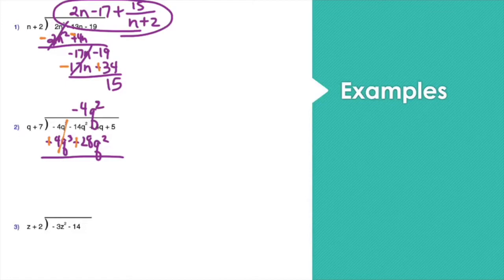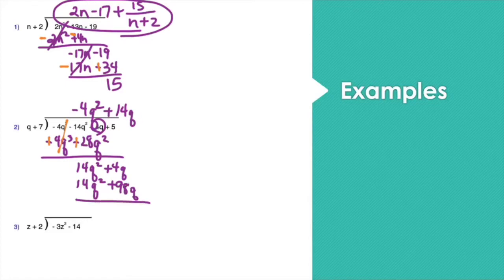I'll get these two added together will be 14q squared. Bring down my 4q. Q times what gives me 14q squared? That will be 14q. Multiply it out. We'll get positive 14q squared plus 7 times 14, 98q.